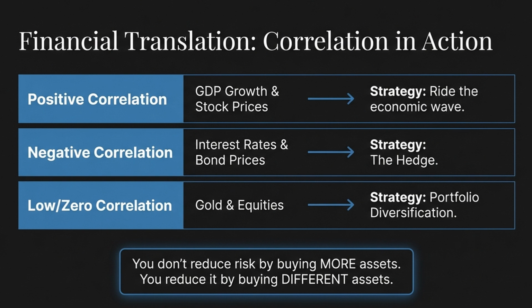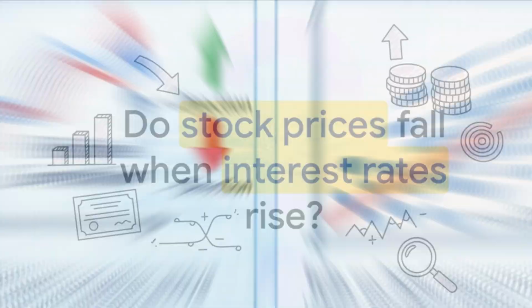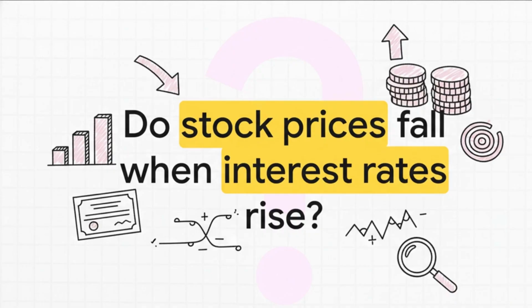We are going to uncover how different parts of the financial world are secretly connected, and we will do it using two incredibly powerful tools, correlation and regression. Now, here is a question you hear all the time. Do stock prices actually fall when interest rates go up? I mean, does a change in one thing really cause a predictable change in another?